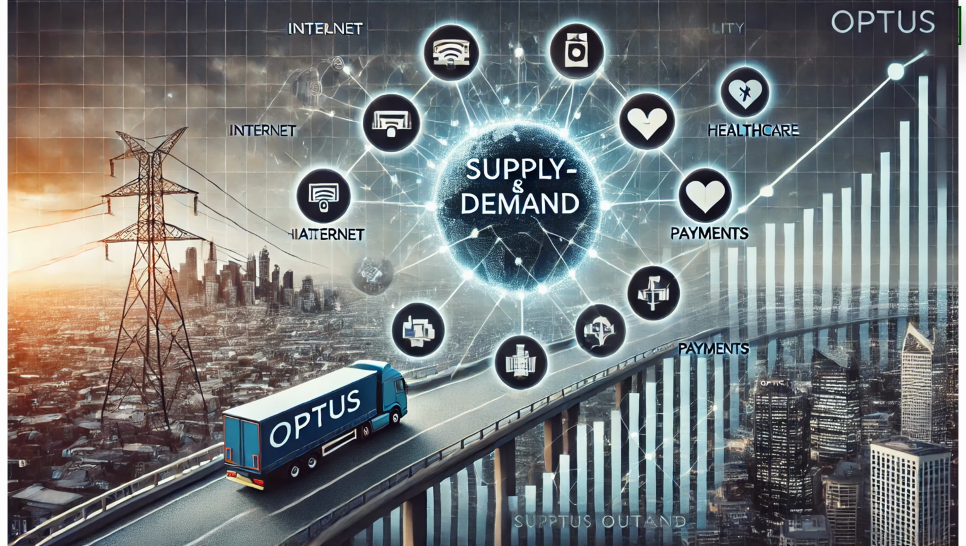The Optus outage serves as a real-world example of how supply disruptions impact consumer utility. When essential services like internet and healthcare are unavailable, consumer choices are constrained, leading to reduced satisfaction and increased economic inefficiencies. This event underscores the critical relationship between supply, demand, and the utility consumers derive from available goods and services.